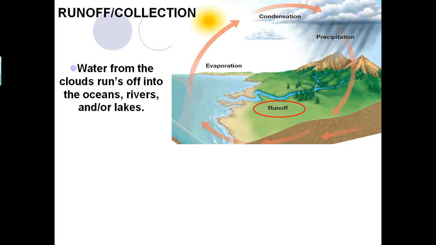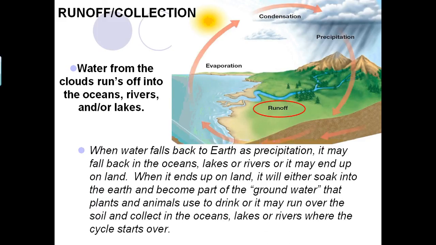The last part is runoff or collection. Water from the clouds runs off into oceans, rivers, or lakes. When water falls back to Earth as precipitation, it may fall into oceans, lakes, or rivers, or it may end up on land. When it ends up on land, it will either soak into the earth and become part of the groundwater that plants and animals use to drink, or it may run over the soil and collect in the oceans, lakes, rivers, where the water cycle starts over.